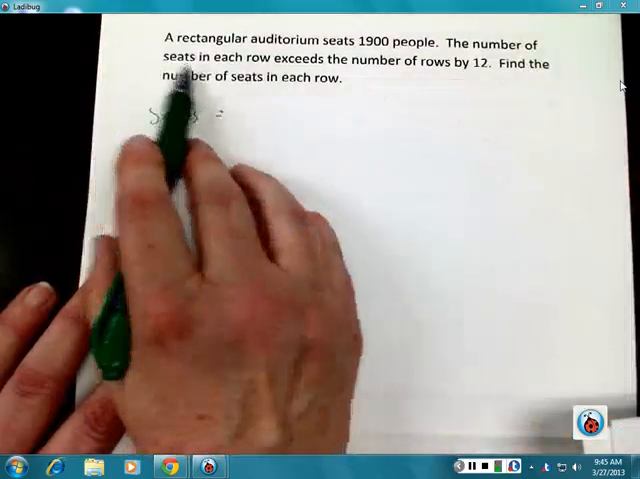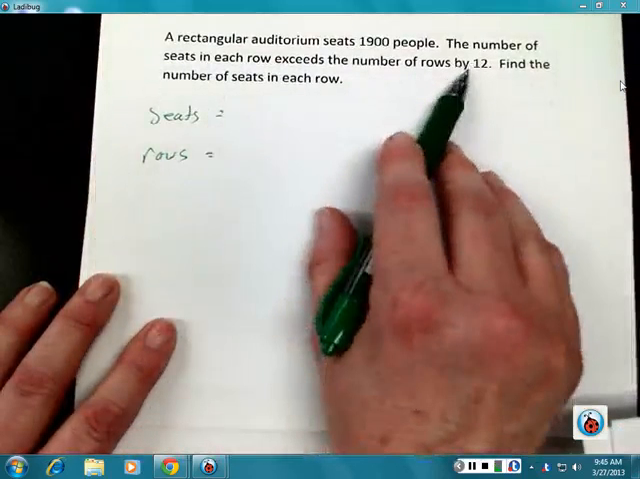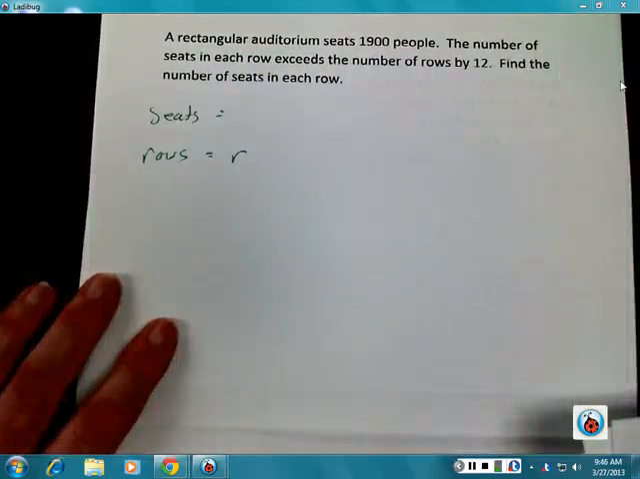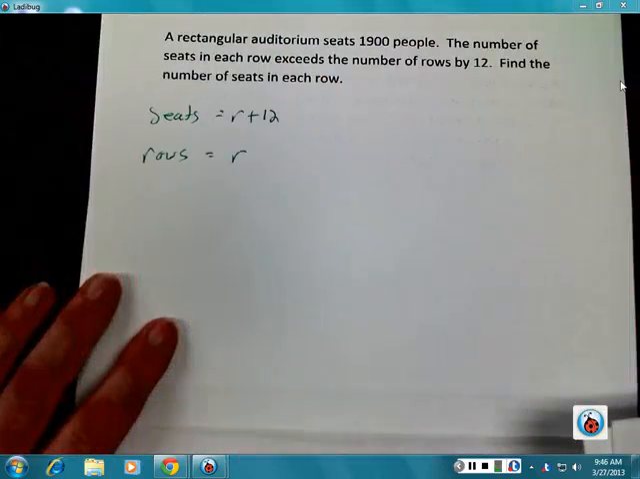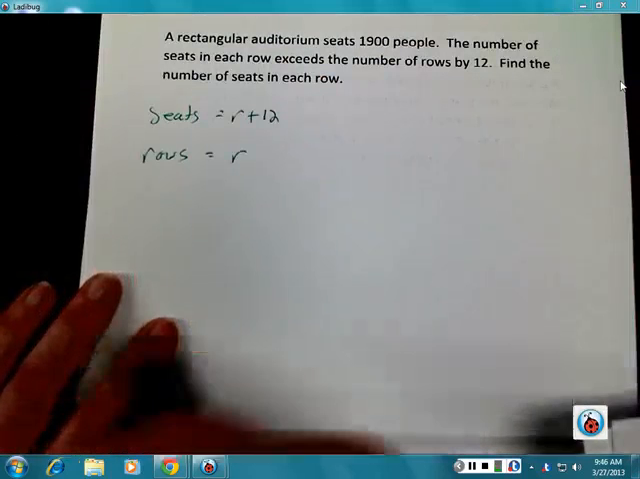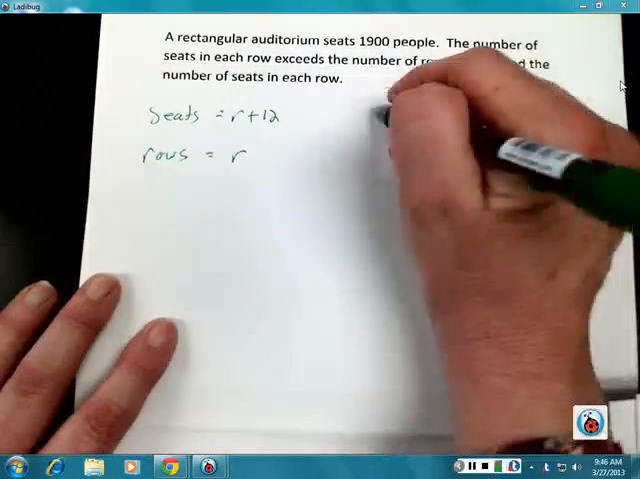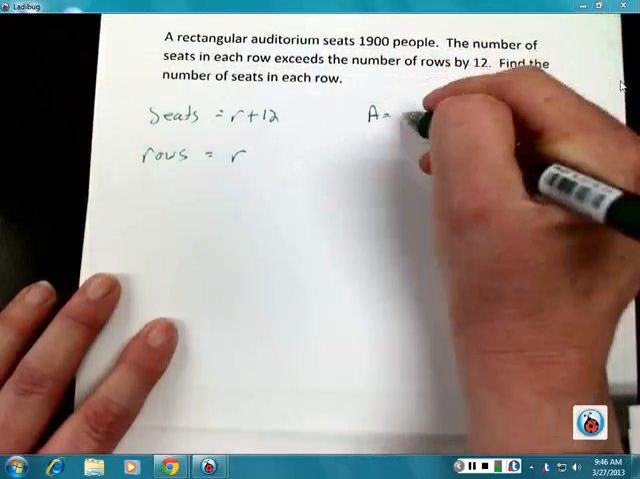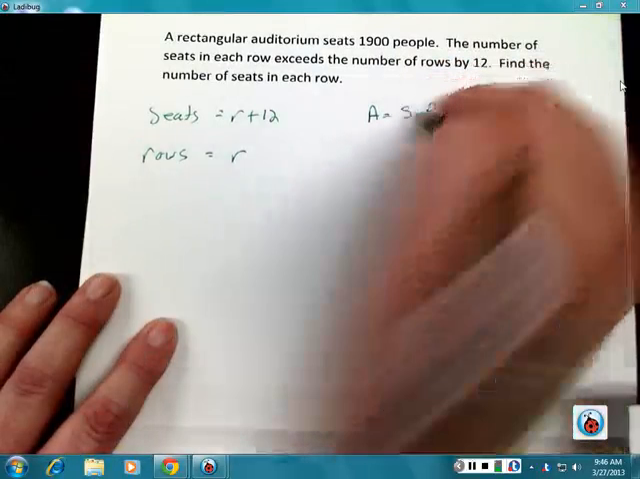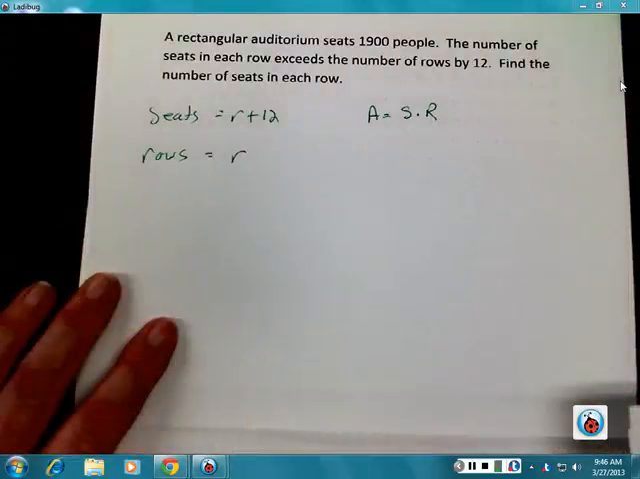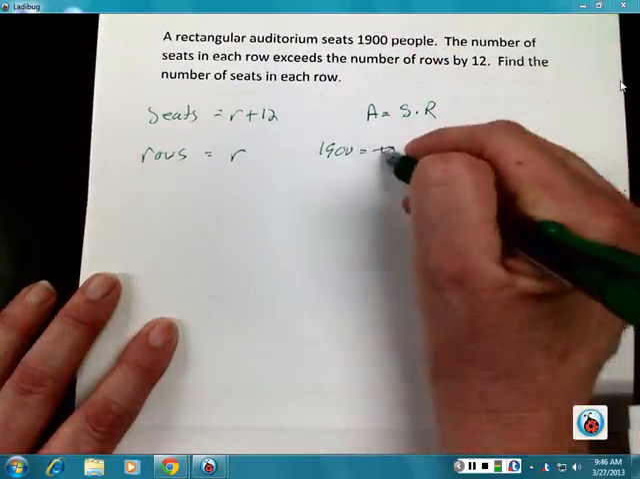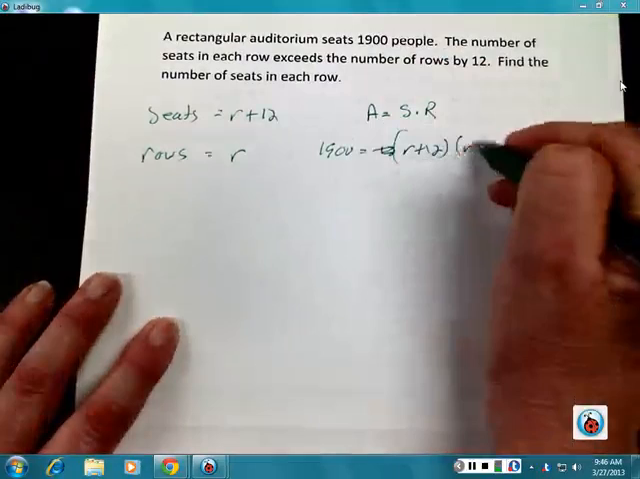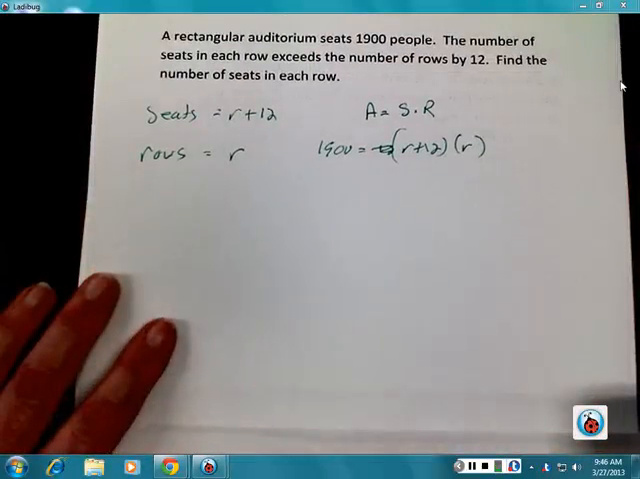The number of seats in each row exceeds the number of rows by 12. Rows we don't know anything about, but seats we know it's rows plus 12. Okay, so we've got two pieces going in there. And it's a rectangular auditorium, so if we use seats as our base, it's going to be seats times rows, which gives me the total number of seats in there. So 1,900 is equal to R plus 12 times R. And then that will end up getting you your quadratic with this one.